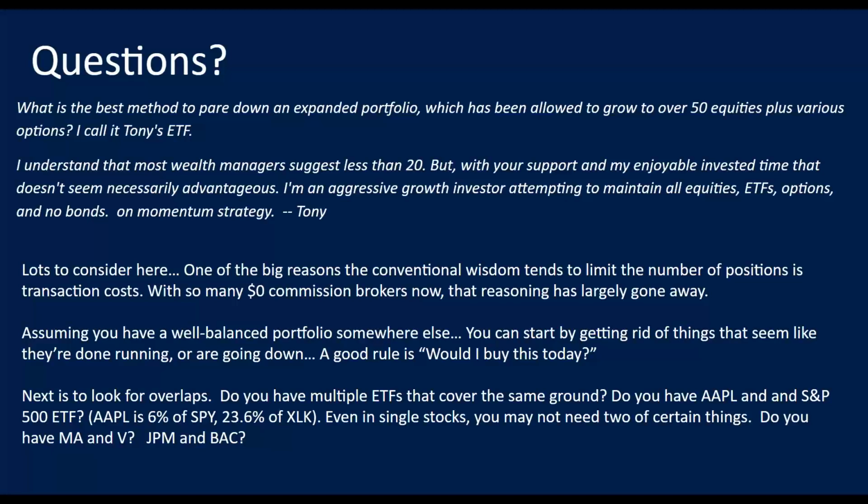Right? Do you have Apple and then some other ETF? So like Apple and the S&P 500 ETF, Apple's 6% of SPY. It's 23% of XLK. So if you have some overlaps like that, that's another place you can start to look at cutting some things. And even in single stocks, you might not need to own 2 of certain things.